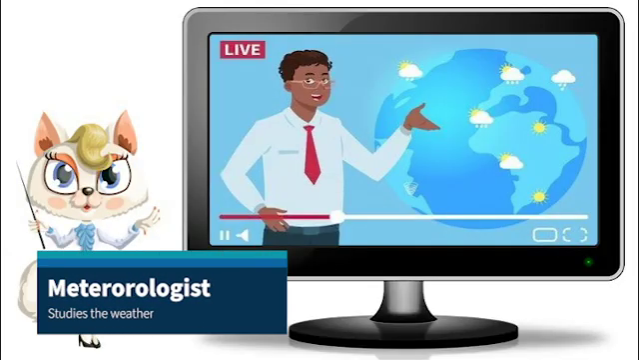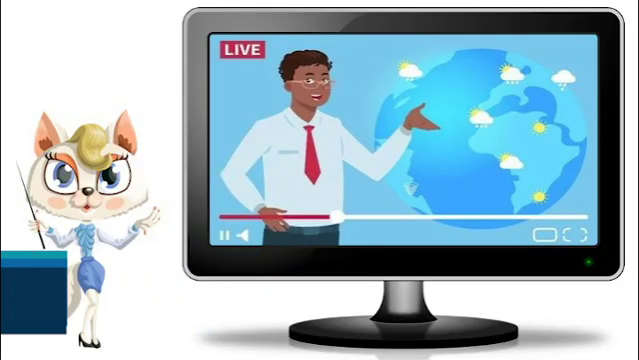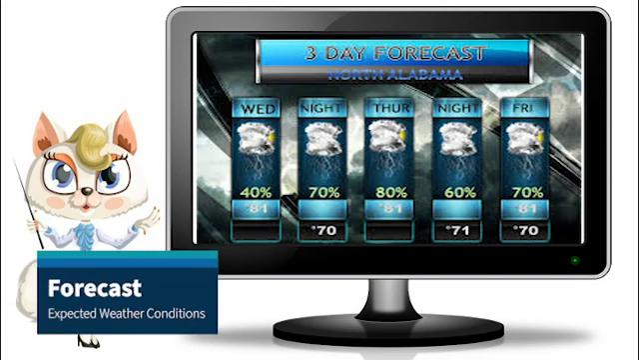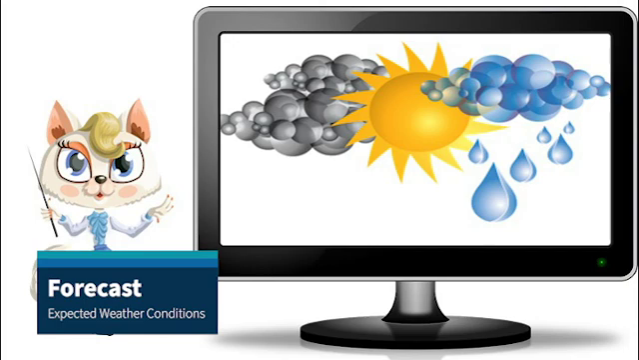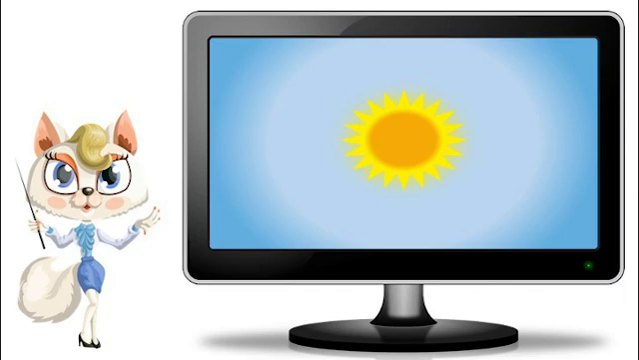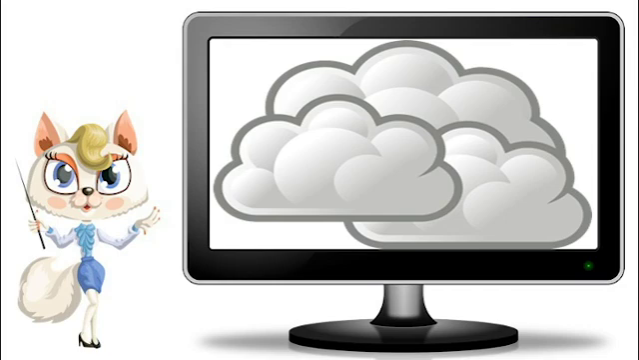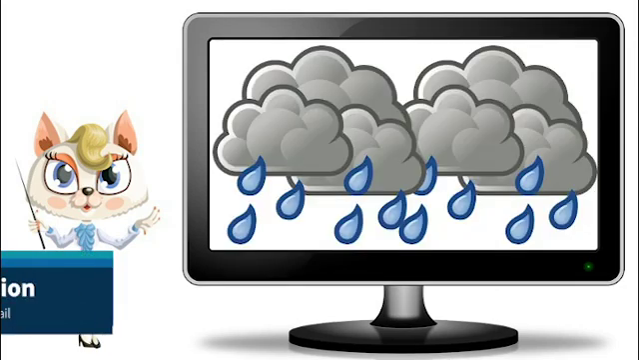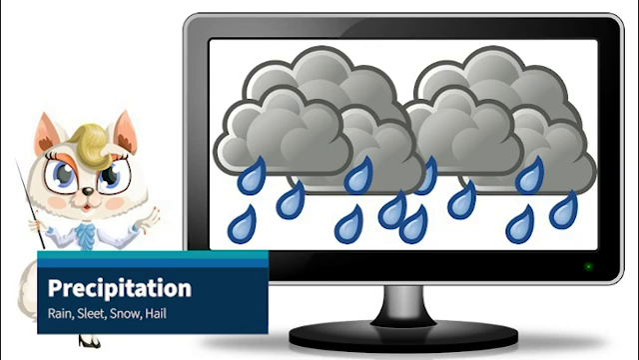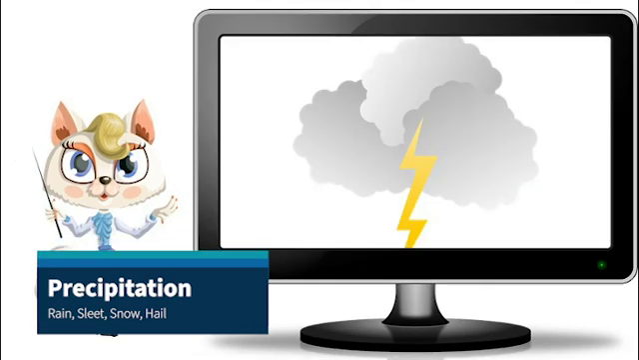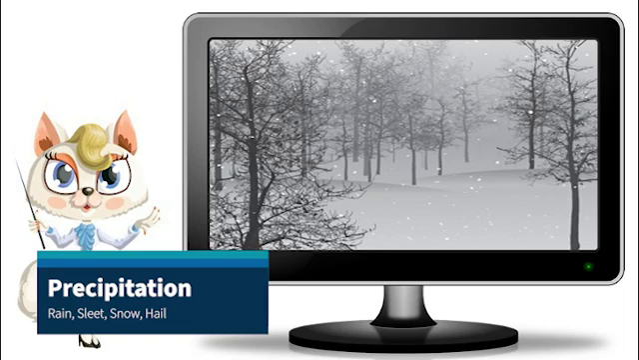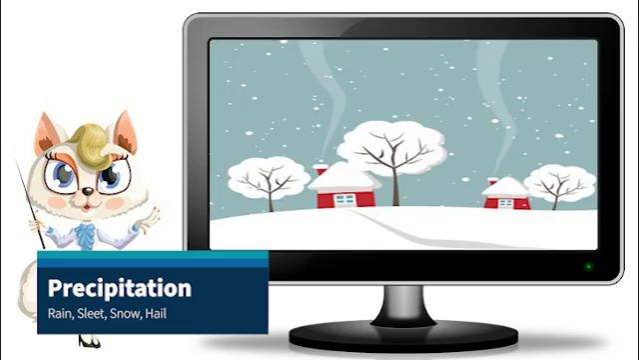A meteorologist studies the weather. He can provide a forecast of important weather and what's expected in the upcoming day or week. He'll tell us whether the weather will be sunny or if the weather is cloudy and there may be a chance of precipitation, such as thunder and rain, even lightning.